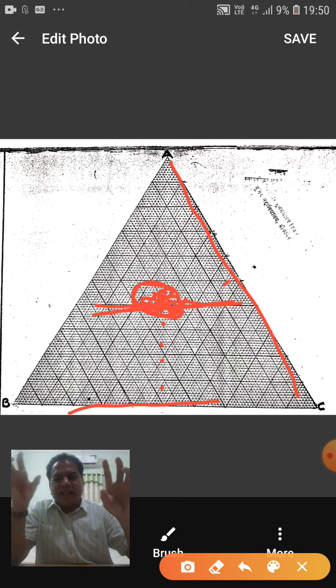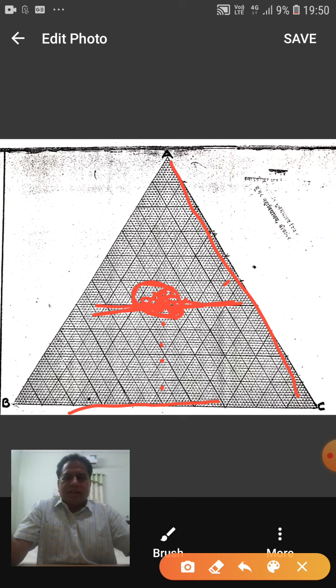So let us conclude with the center of the triangle. What will be the values of A, B and C? At the center of the triangle, naturally the values of A, B and C will each be 33.3, because that point is equidistant from the three corners A, B and C, and accordingly the point will lie in the center of the triangle.